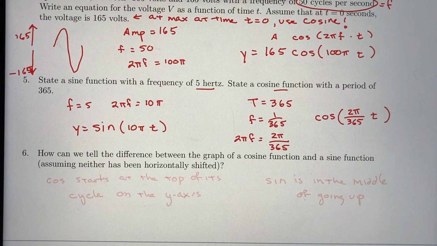How can you tell the difference between cosine and sine? We've talked about this a bunch, but cosine starts at the top of its cycle when it's on the y-axis. And sine starts in the middle of going up.